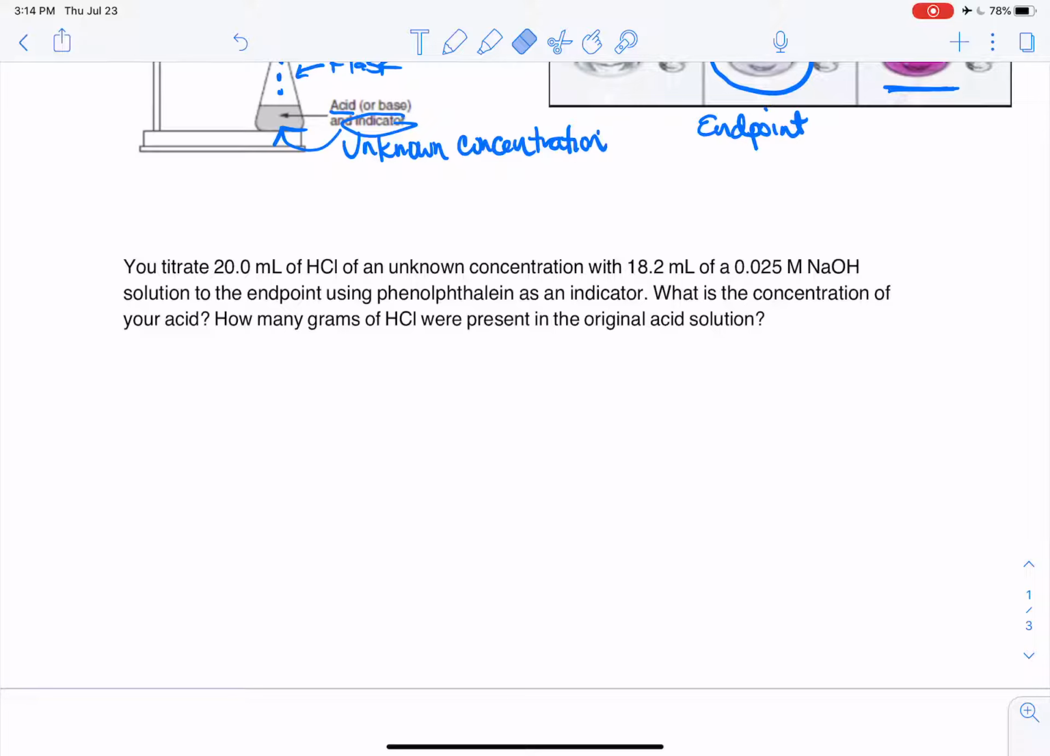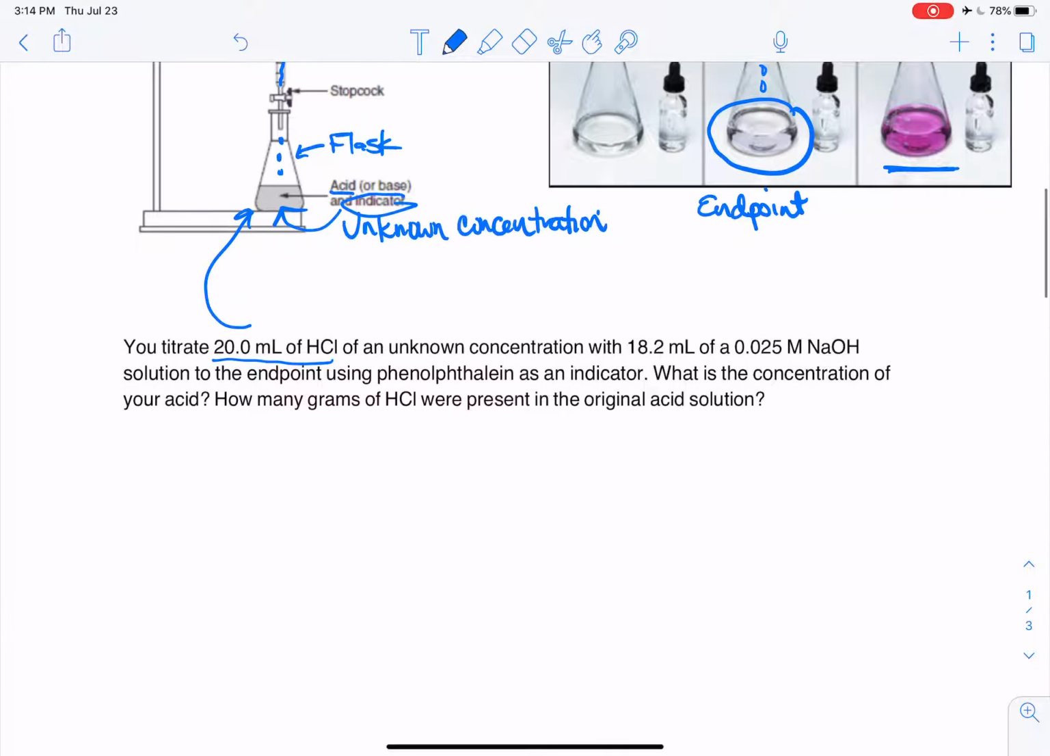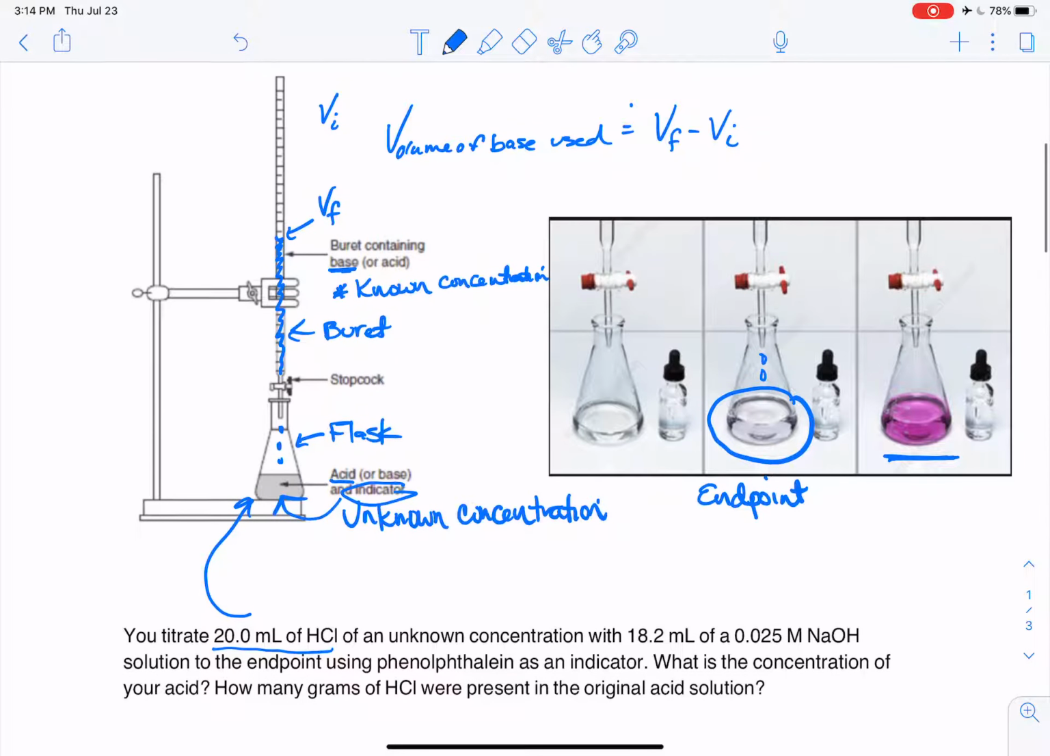So the question on the bottom is a practice question for us. It says you're going to titrate 20 milliliters of hydrochloric acid. So we've got 20 milliliters of this thing, and it's an unknown concentration, with 18.2 milliliters at 0.025 molar NaOH. So up here, we've got a known concentration, and that is 0.025 molar NaOH. And it says that the difference between V final and V initial is 18.2 milliliters.